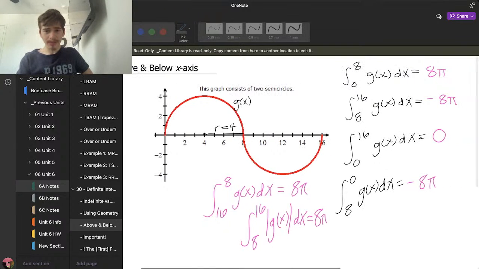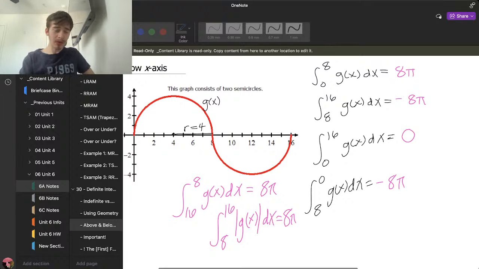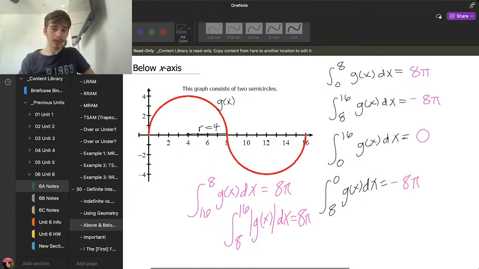Here's what I mean. If we're bounded between 0 and 8, you're going from bottom to top. So from 0 to 8, this is positive. 8 to 16, negative. 0 to 16, 0, because they cancel out. And from 8 to 0, starting here and going here, it's negative. So just keep that in mind.